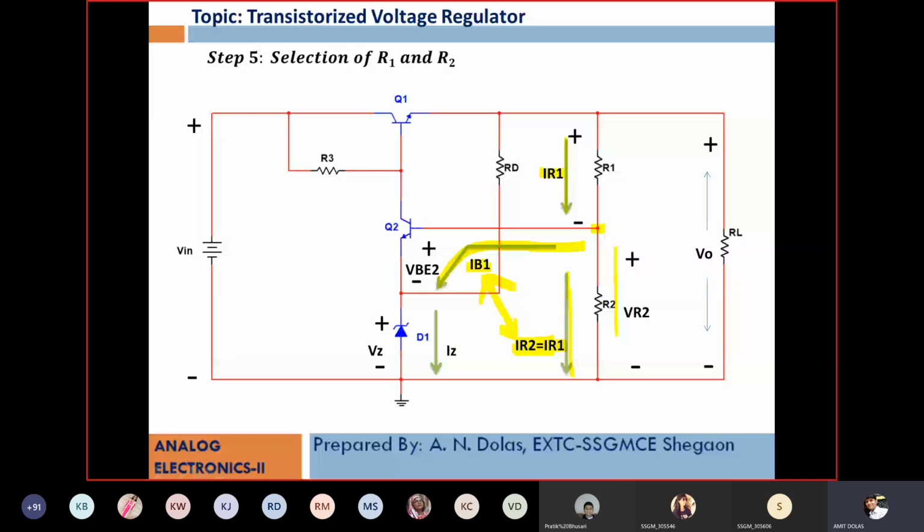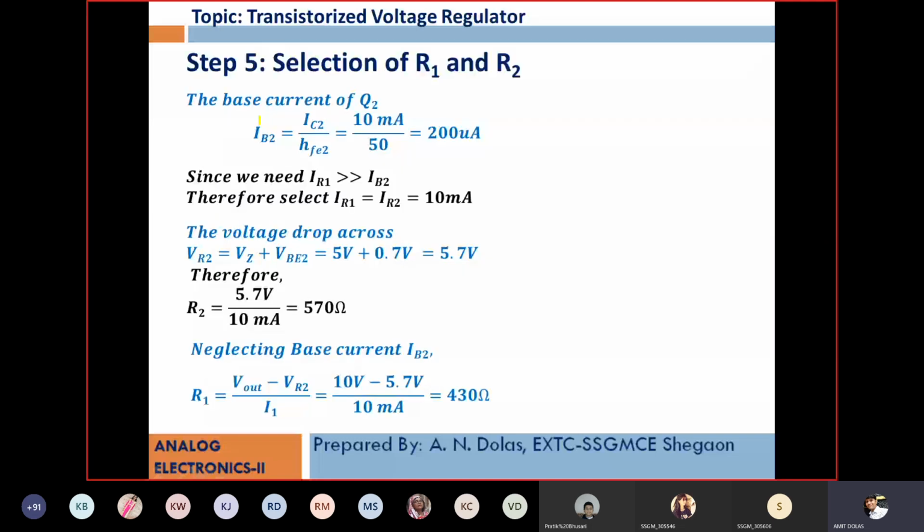So let's go for the selection of resistance R1 and R2. The base current IB2 is equal to the collector current that we already chose, that is 10 milliampere. HFE of the second transistor is 50. Accordingly, the base current required for the second transistor is 200 microampere. Since we need IR1 to be very much greater than IB2, therefore select IR1 and IR2 equal to 10 milliampere.